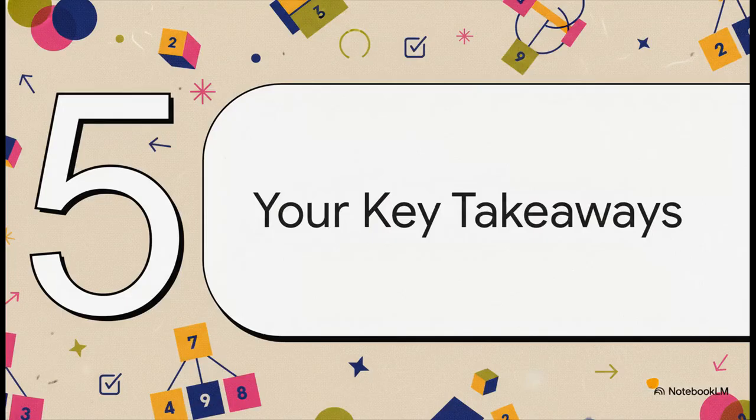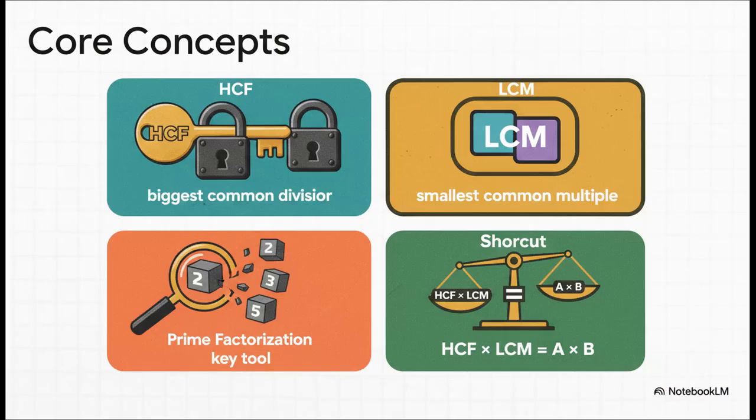All right, let's do a quick recap and lock in the most important things you need to remember from all this. Okay, first, HCF is the biggest number that divides into your numbers. Second, LCM is the smallest number they both divide into. Third, your secret weapon, your master tool for finding both of them, is prime factorization. And finally, don't you forget that awesome shortcut for two numbers: HCF times LCM equals their product.